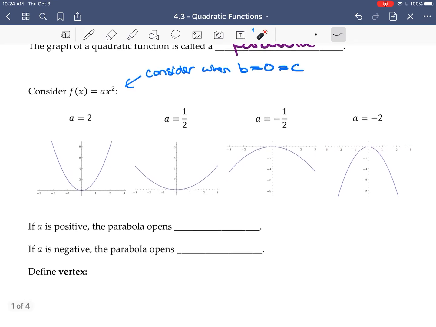Now notice in the two cases over here, when a was positive, the parabola opened facing up. But when the a value was negative, the parabola opened facing down. So this actually always happens. If a is positive, the parabola opens up, and when a is negative, the parabola opens down.